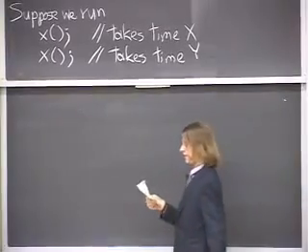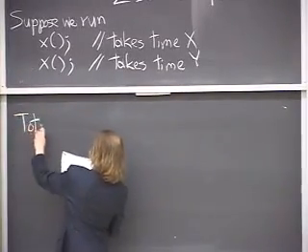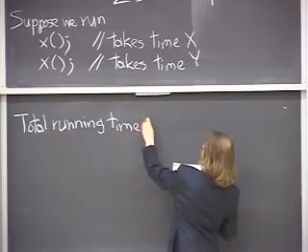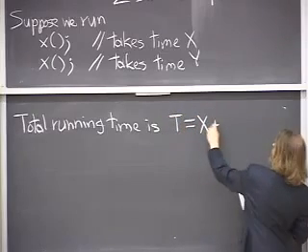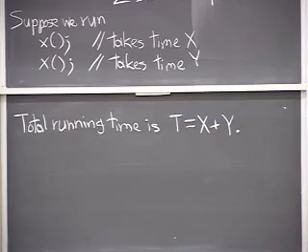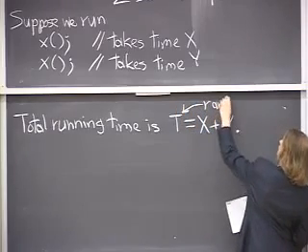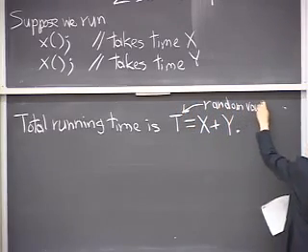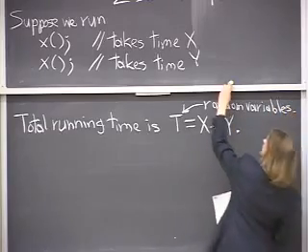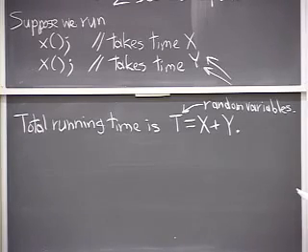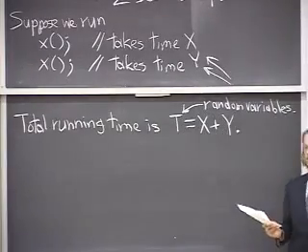Now, the total running time is the sum of those two. I'm going to call the total running time T. And since it's the sum of two random variables, it also has to be a random variable. Now, the question is, what is the expected total time for this code sequence?